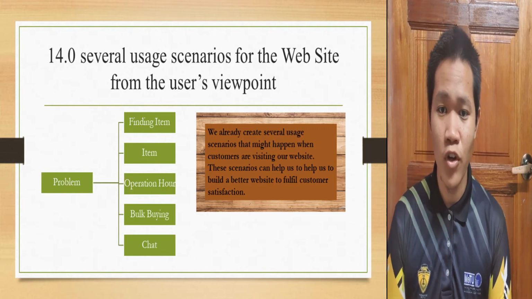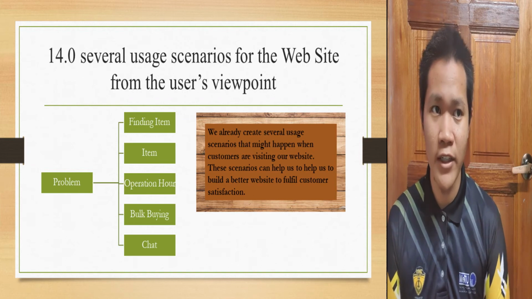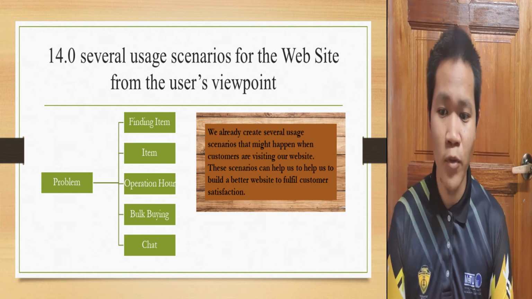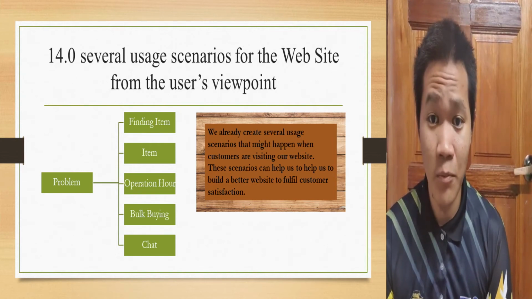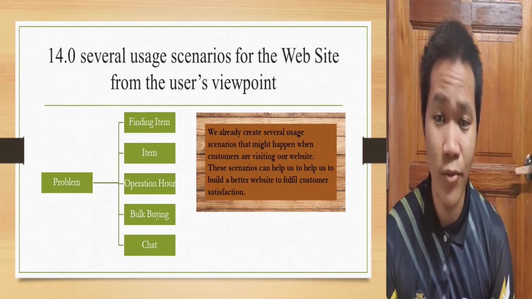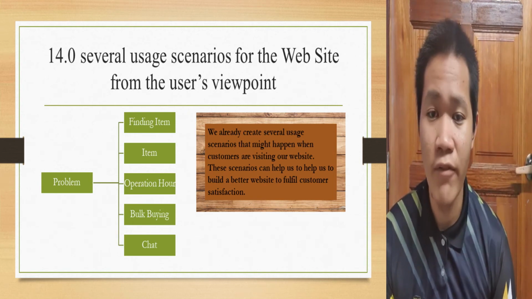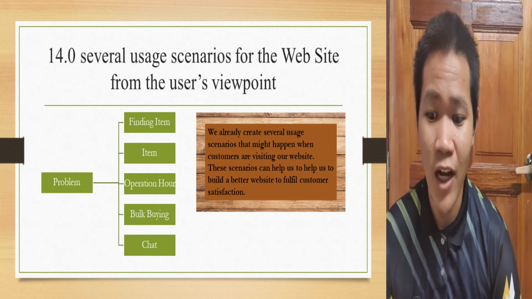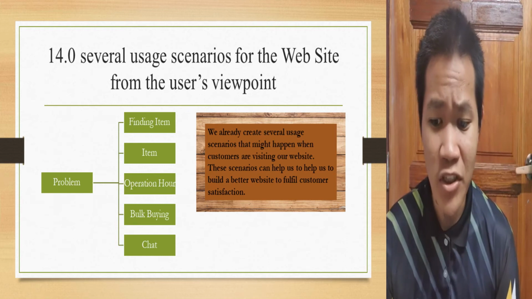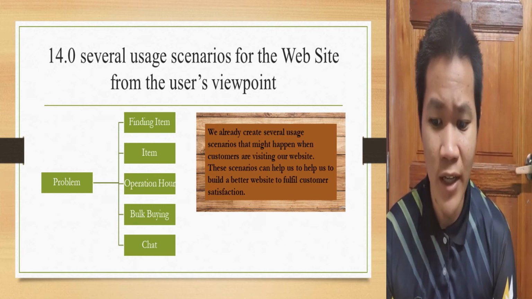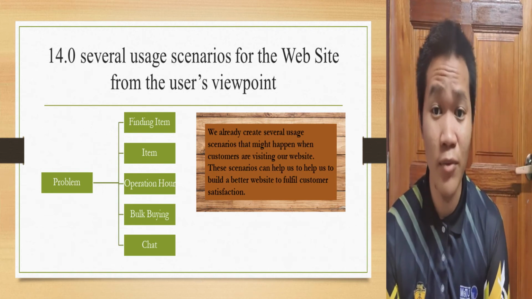So today I want to talk about several usage scenarios for the website that might occur from the user viewpoint. From the user viewpoint, there are 5 possible problems that they will find when visiting our website. The first one is finding an item, and the second one is the availability of the item inside our website, the third one is they will ask about the operation hours, the fourth one is bulk buying, and the fifth one is chat, which means a conversation with the website owner.